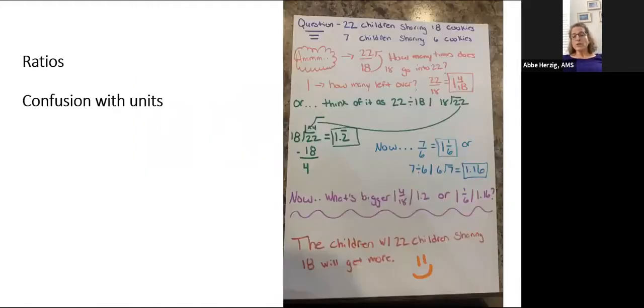So here's the person who got messed up with units. She actually put children over cookies, which is valid, but she didn't keep track of the fact that she was doing that. So when she divided and she turned things into mixed numbers and decimals, but because she didn't keep track of her units, she thought she had cookies per child when she really had children per cookie. So she reached an incorrect conclusion.